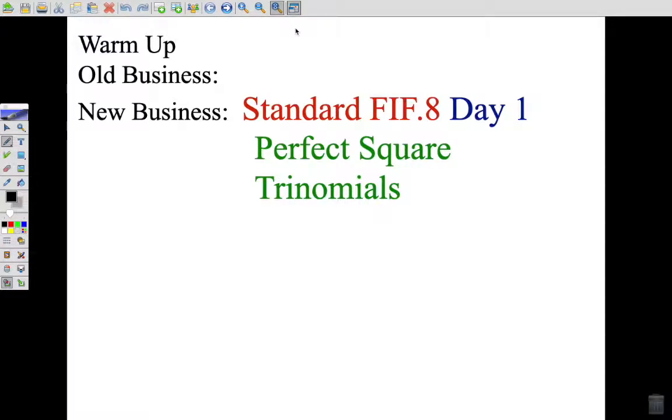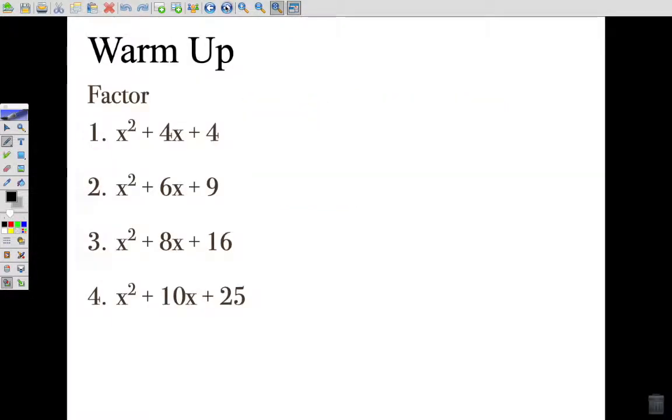Today's lesson is FIF.8, Day 1, Perfect Square Trinomials. Take a look at this warm-up, and I want you to factor each of these trinomials into the product of two binomials. Now, you learned this skill in Algebra 1. You used it a lot that year. Maybe even had to use it some during your geometry year. If you need a refresher, let's take a look at this example.